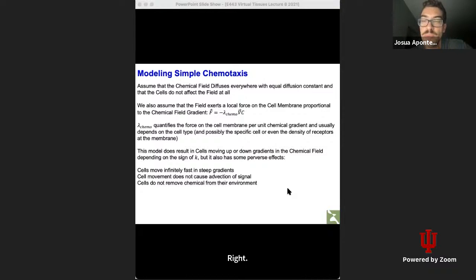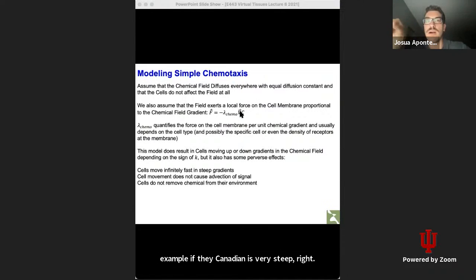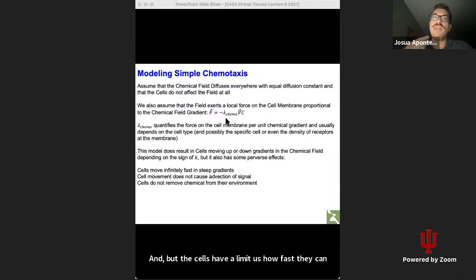So this simple model has some limitations that we will come back to and try to solve later. For example, if the gradient is very steep, let's say like in an exponentially decaying gradient, then the force would be very, very big. But the cells have a limit as to how fast they can move. So the force experienced by cells needs somehow to be saturated or reach a maximum, such that the cell reaches a maximum speed due to the chemotaxis.